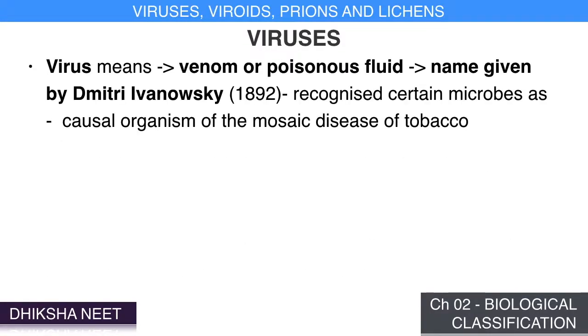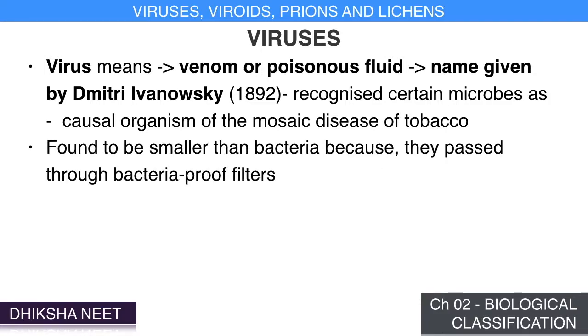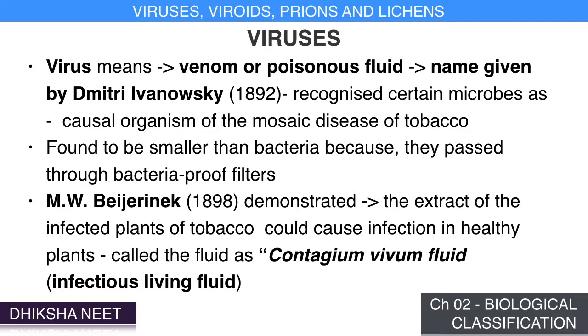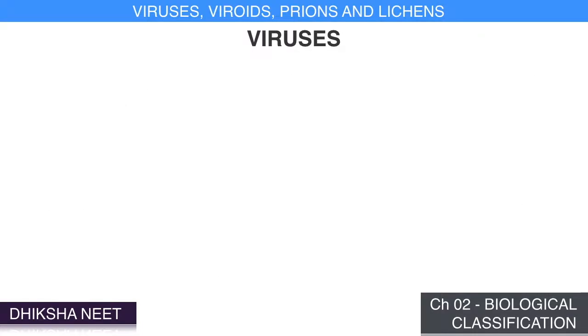The name virus, that means venom or poisonous fluid, was given by Dmitry Ivanovsky, who in 1892 recognized certain microbes as the causal organism of the mosaic disease of tobacco. These were found to be smaller than bacteria because they pass through bacteria-proof filters. M.W. Beijerinck, in 1898, demonstrated that the extract of the infected plants of tobacco could cause infection in healthy plants and called the fluid contagium vivum fluidum, infectious living fluid.